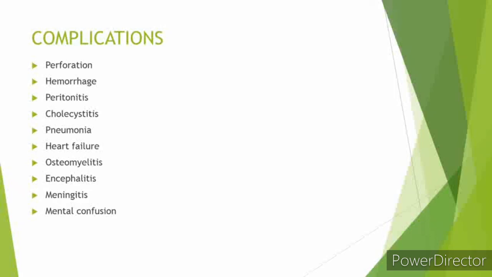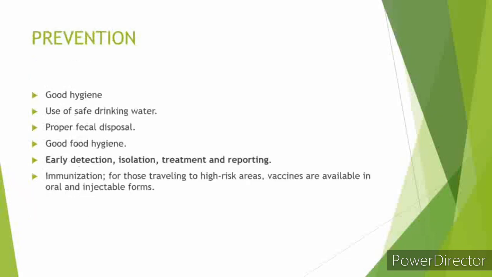How do we get all these complications? It's because this bacteria spreads within the whole system of the body. So by the end of the day, it will cause inflammation. So let's talk about the prevention. How do we prevent typhoid? Through good hygiene, that is personal hygiene, hand washing after the toilet, after cleaning diapers and others.